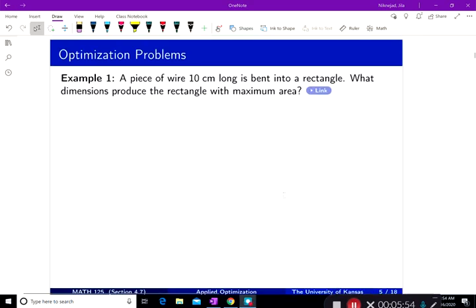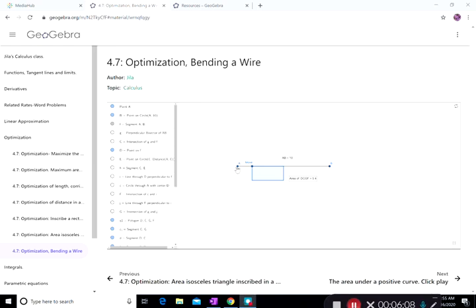Example 1. A piece of wire 10 centimeters long is bent into a rectangle. What dimensions produce the rectangle with the maximum area? So how does this work? Let's say the wire is as long as AB, and then you're building a rectangle. Basically, you bend it down into a rectangle. The blue rectangle is the rectangle whose perimeter is equal to AB.